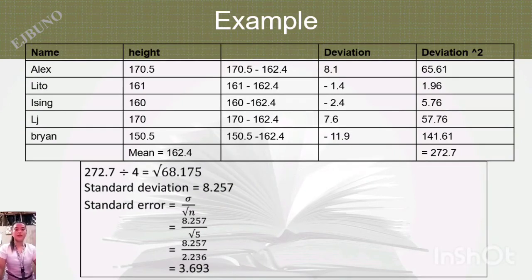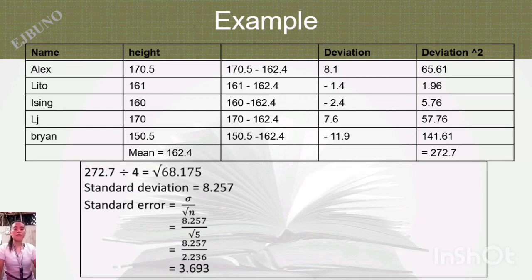For example, we will get the standard error of the heights of Alex, Lito, Isin, LJ, and Brian. So first, we will get the mean. In getting the mean, we will add all the heights, then divide by 5. So our mean is equal to 162.4. Then after getting the mean, we will subtract the mean from each height to get the deviation. Then we will multiply each deviation by itself, and add them. So it is equal to 272.7.